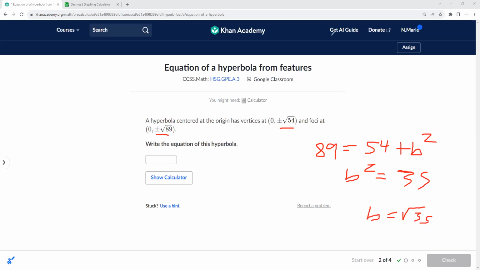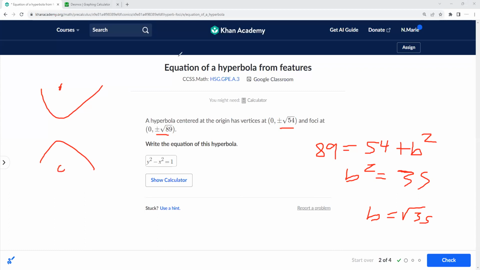Okay, so we need to write the equation. So when you write the equation, remember, our y squared should come first. These vertices are where the vertices and the foci is at. So if we were to sketch this, it's going to look like this, right? And then it has our foci there and there. So our y squared comes first.